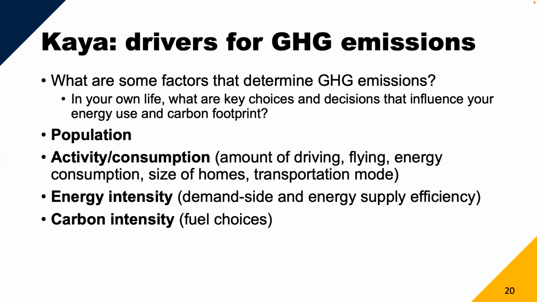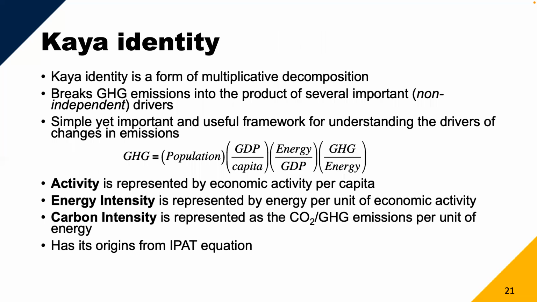And so we can think about modifying each of these factors. With a lot of the things that you guys were saying, we could be modifying activity or consumption, but we can think about other ways of affecting other factors. So this is known as the Kaya identity. It's a form of multiplicative decomposition. So we think about breaking these down into connected drivers. This is one of the simplest frameworks that people have used to understand what levers we have in changing emissions.